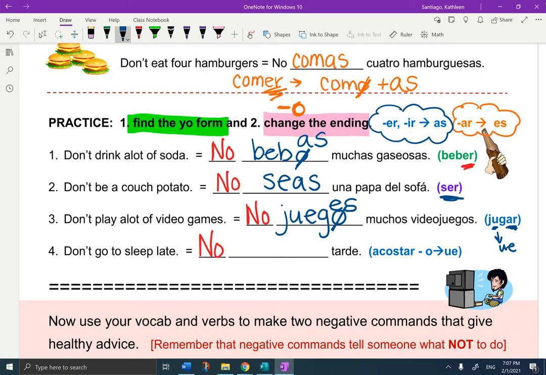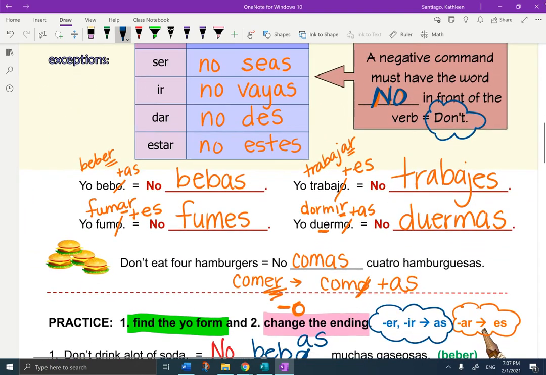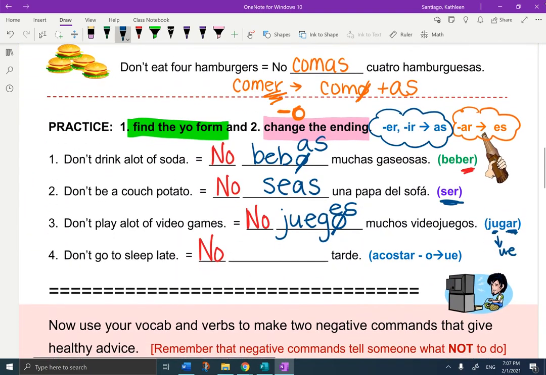Don't go to sleep late. Acostar. Notice I told you it's an O. Whoops. It's an O to UE. Okay, so make the O to UE change and make it the yo form. So it's acuesto. Okay. AR, I'm going to take the O, chop it off. I'm going to take my AR, I'm going to take it over to an ES. No acuestes tarde. Probably a reflexive. I would probably add in no te acuestes tarde.